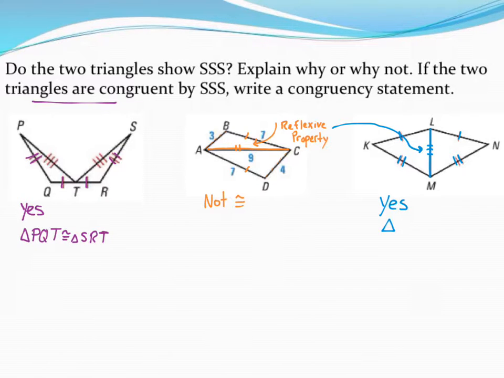And again, if I want to write my congruency statement, let's do the first one in alphabetical order. So KLM. And then notice it's a reflection this time, so make sure that things match up. K matches up to N, and then LM.